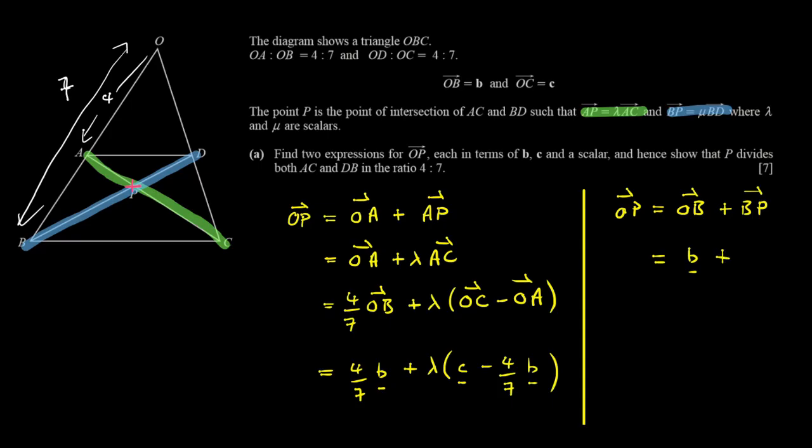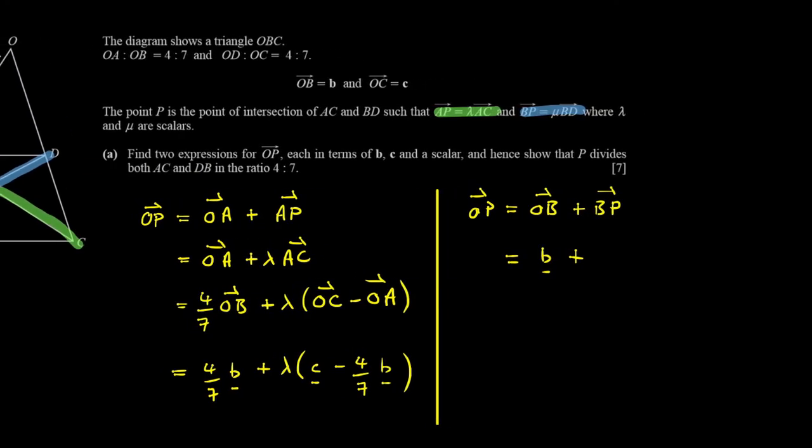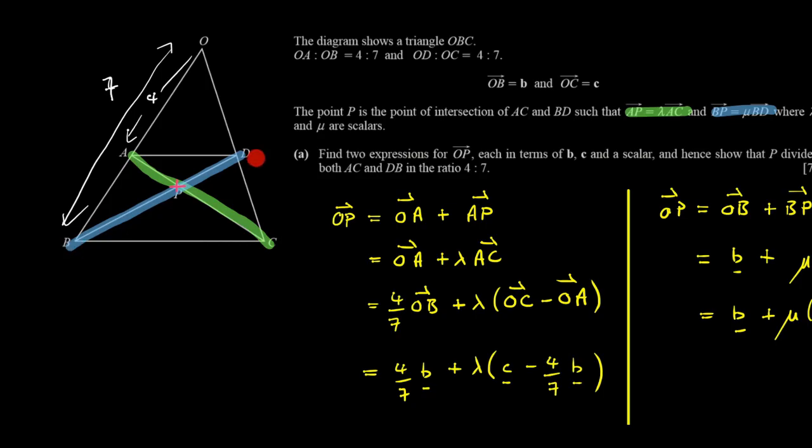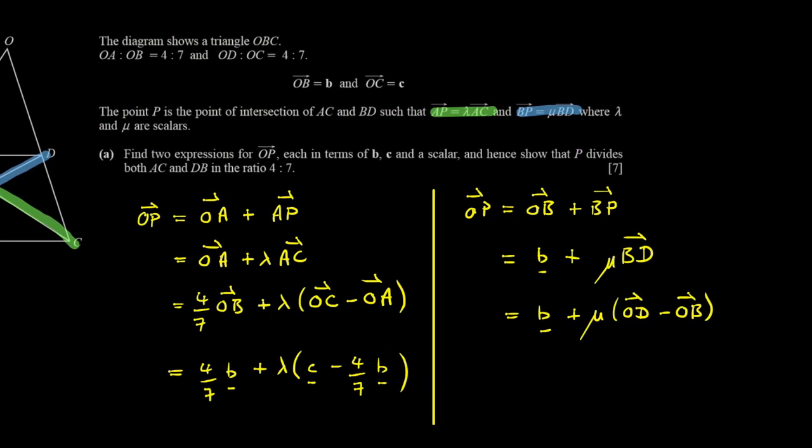And what's the vector B to P? Well, it is equal to mu lots of BD, because again, we're told that in the question. That's mu lots of BD. So then what is BD? Well, the same as in the previous part, that's equal to the vector OD minus OB. Let's go to the diagram and make sure we're okay with that. So what's the vector B to D? Well, we could go B to O, which is negative OB, plus OD, right? So B to D is the same thing as OD minus OB, okay?